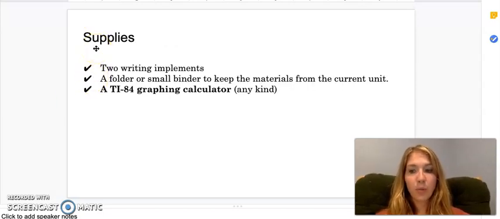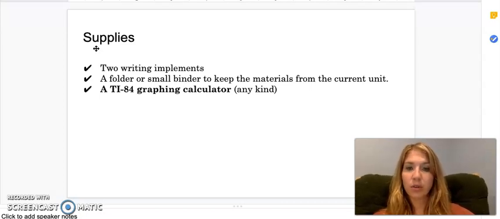Supplies: you're at home, you need something to write with when you do math. Even if it's on Delta Math, you should be doing some work on a piece of paper. We do have packets you're going to get for the lessons that you'll watch in our videos, but there will be some that you do on your own and you'll just have to write stuff down.